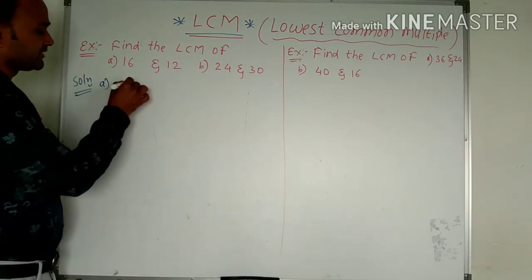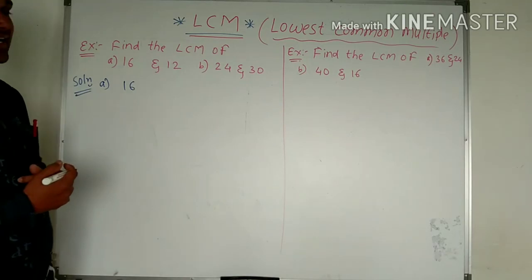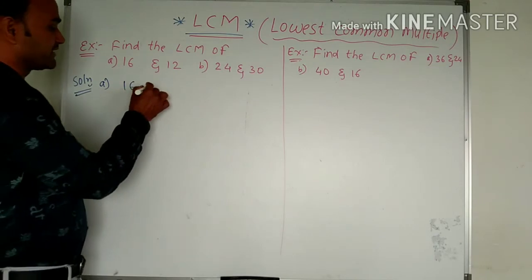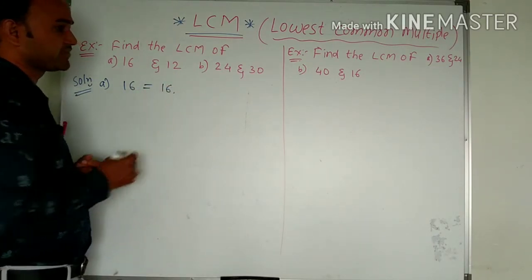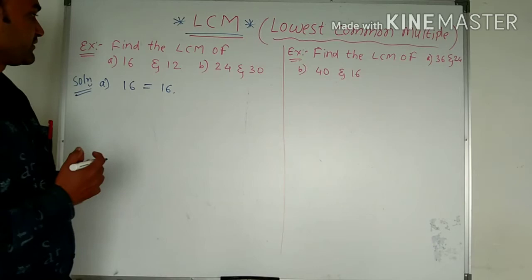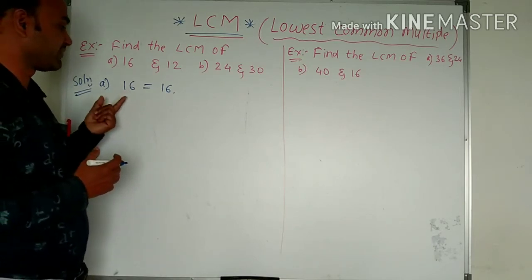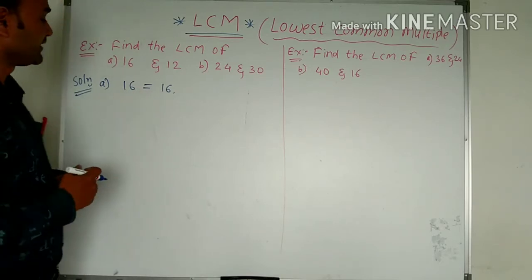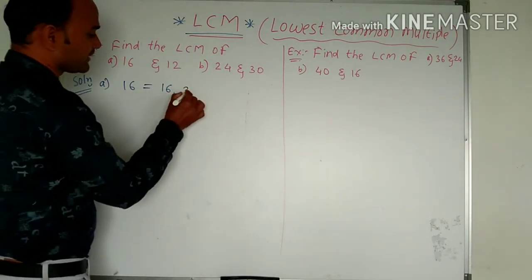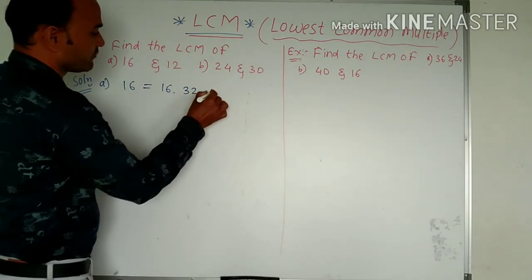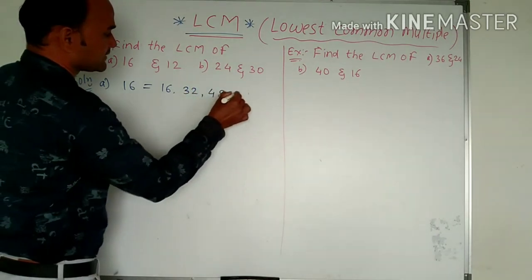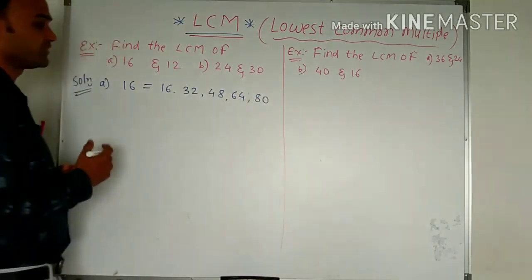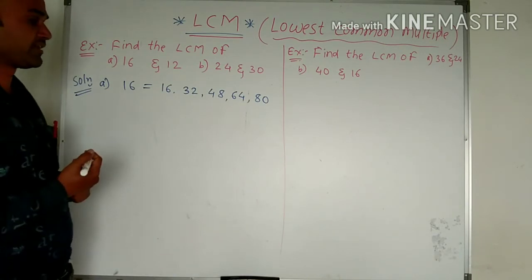So it is 16. What are the multiples of 16? The multiples of 16 are, first, 16 itself, as the smallest multiple of a number is the number itself. So 16 ones are 16, then 16 twos are 32, then 16 threes are 48, 16 fours are 64, 16 fives are 80, and so on.